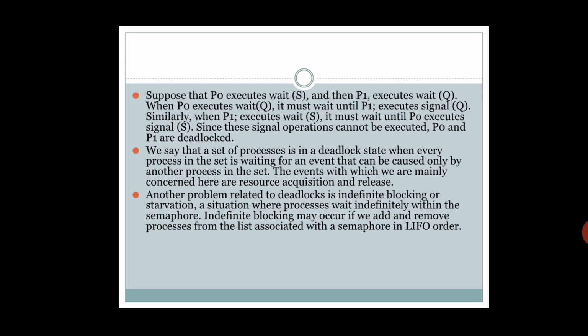We say that a set of processes is in a deadlock state when every process in the set is waiting for an event that can be caused only by another process in the set. The events with which we are mainly concerned here are resource acquisition and release. So when it has to be acquired and when it has to be released, that is the main question.